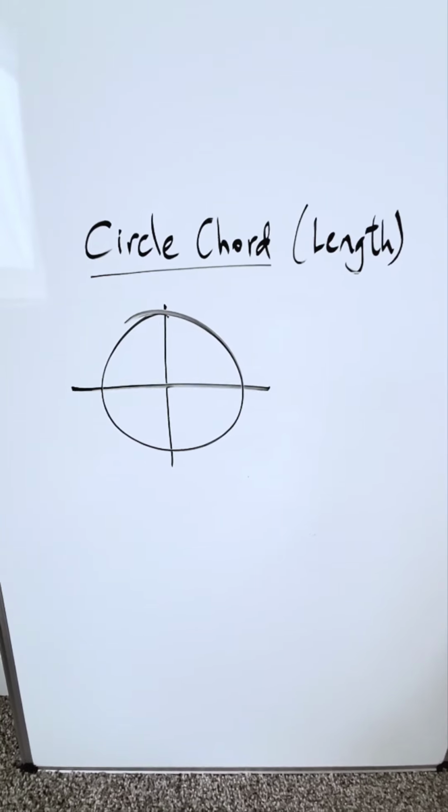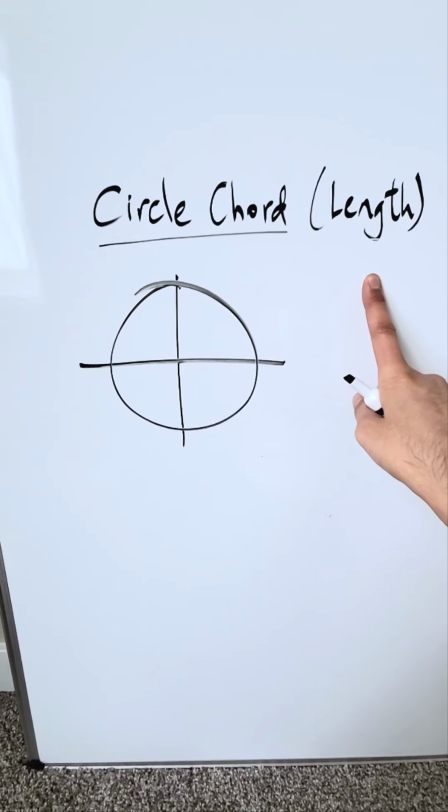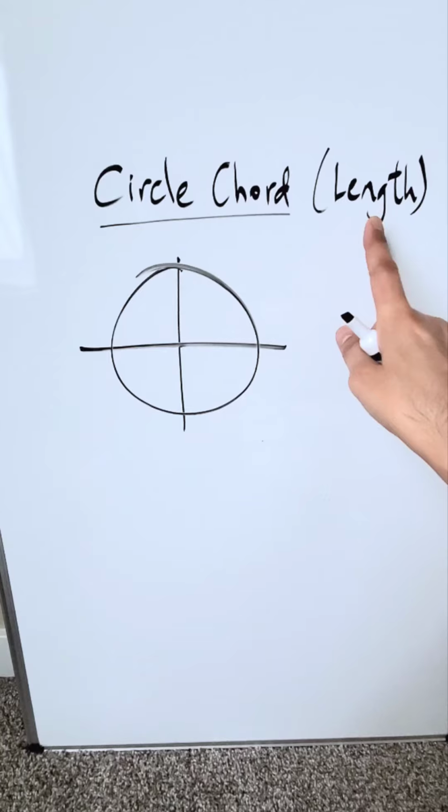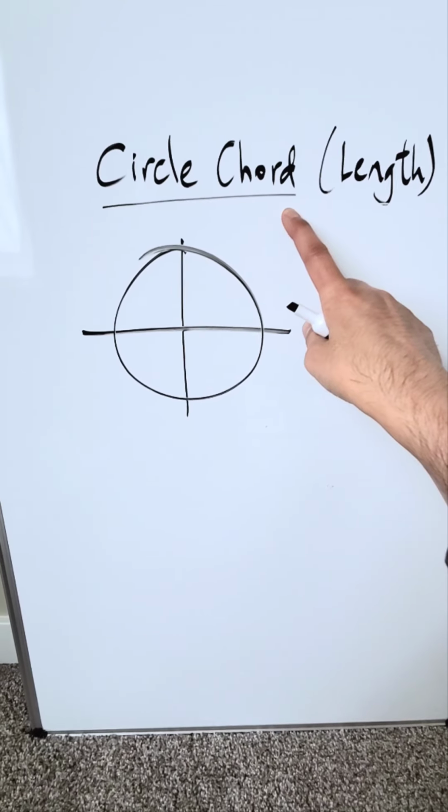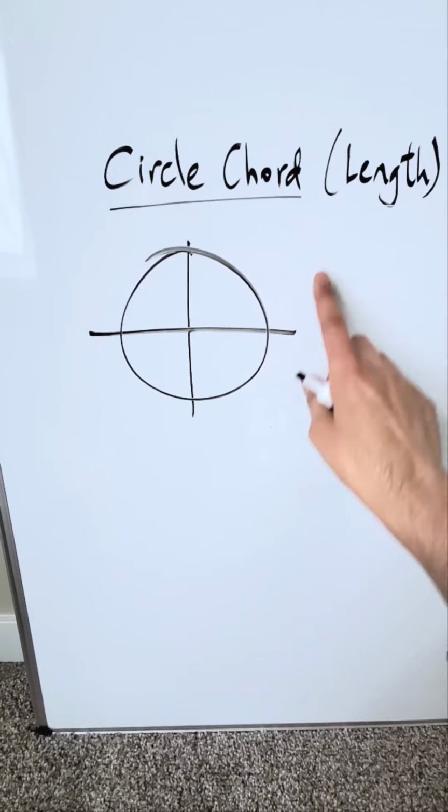Let's have fun here with circle geometry, circle trigonometry. What are we talking about here? I want to be able to determine the length of any type of chord segment I can draw in a circle, so long as that chord is parallel to your diameter.